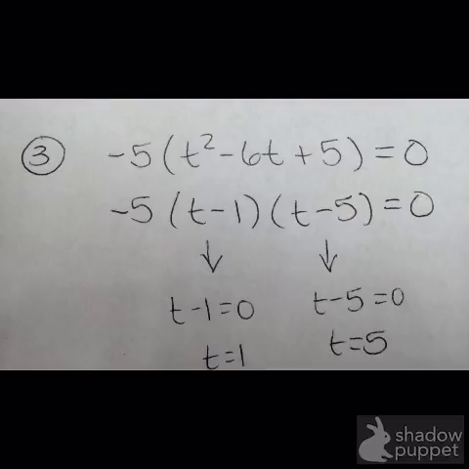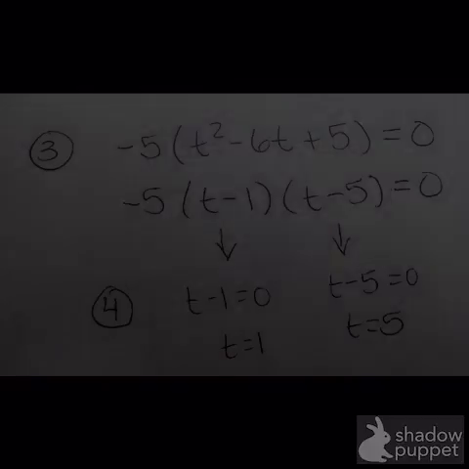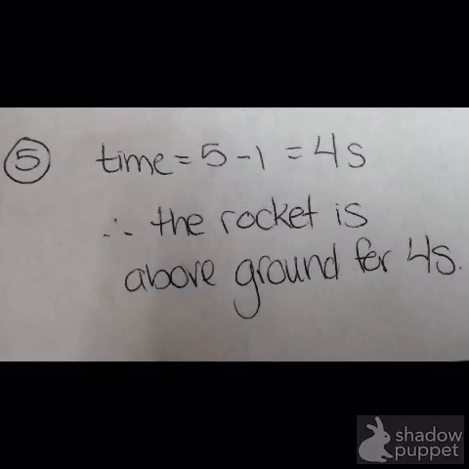Now, since we know that t minus 1 and t minus 5 are the factors, and that minus 5 times t minus 1 times t minus 5 has to equal 0, we know that t minus 1 must equal 0, which means t is 1, or t minus 5 would equal 0, so t would be equal to 5. So that means that the rocket hit 35 meters at 1 second and at 5 seconds. So that is a total of 4 seconds for which the rocket is above the ground. Above 35 meters, that should say.